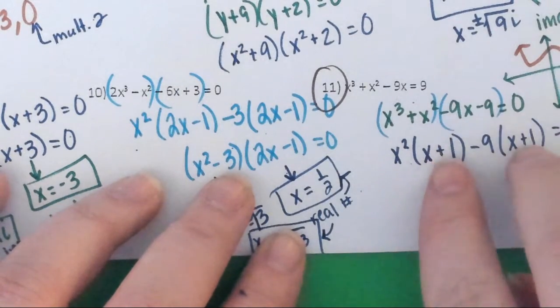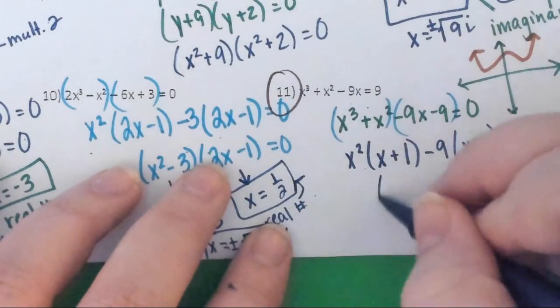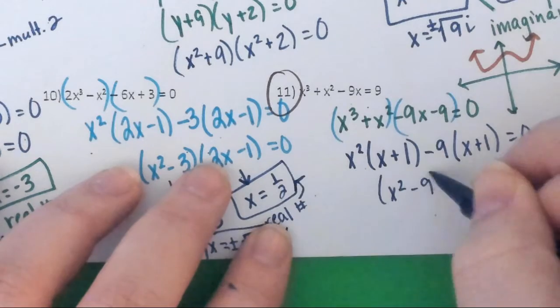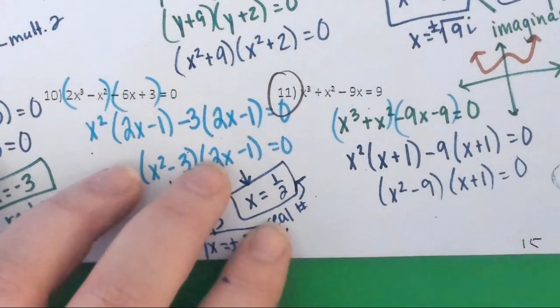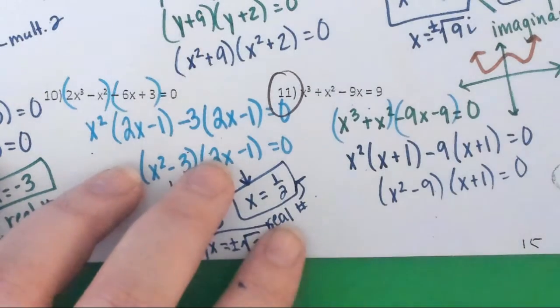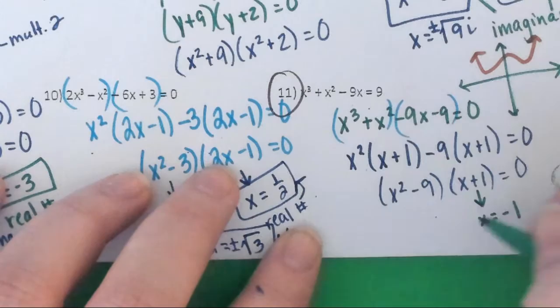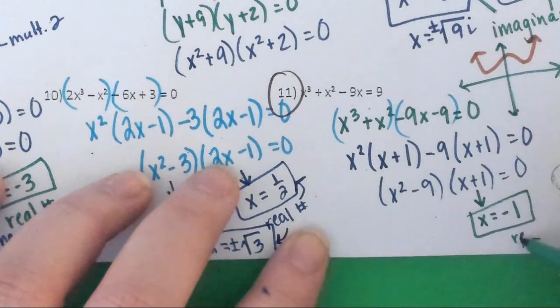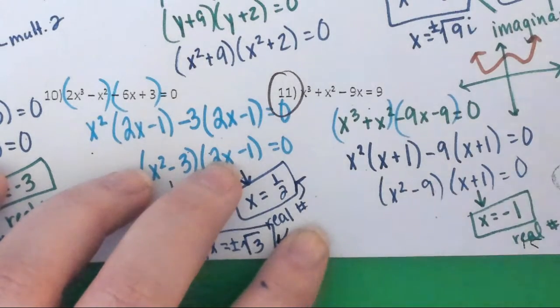Every single time you need to be happy right here or you've done something wrong. And it would be x squared minus 9 times x plus 1. Okay, the super easy answer is x equals negative 1. That's the easy one. The other one is x equals 3.